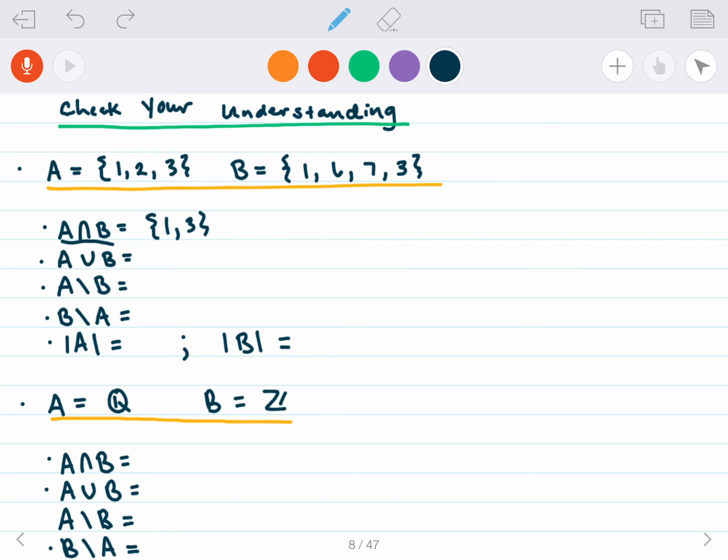So things in A or B. Okay, that includes everything in A and everything in B. And we don't have to write elements more than once. So A or B is going to be 1, 2, 3. We don't have to write that 1 again, or the 3 again. 6, 7.